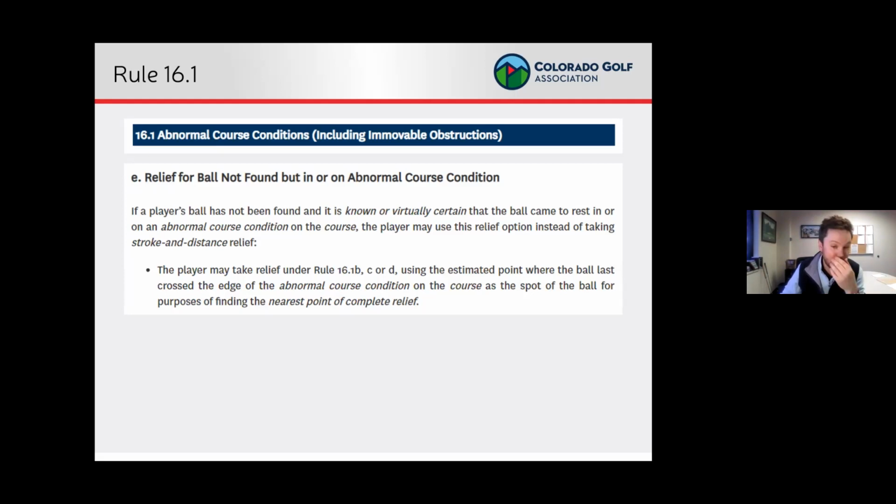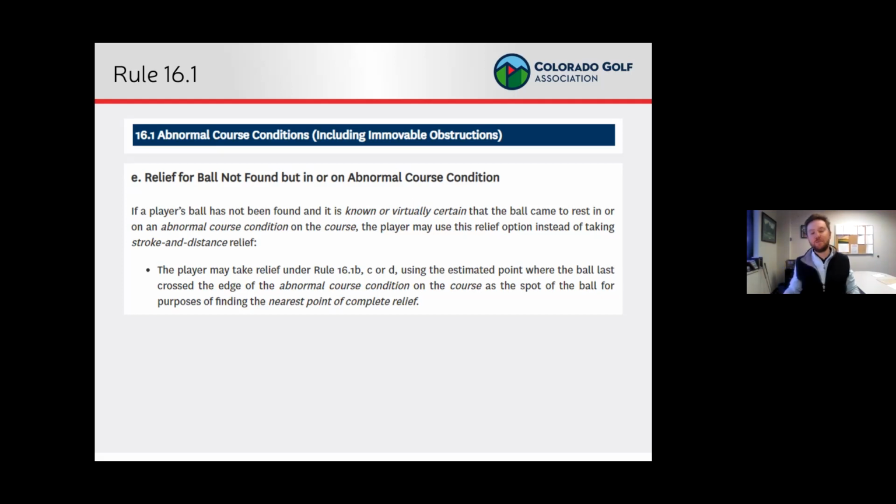If somehow you lose a golf ball on the putting green in an area of temporary water, this applies. Again, not going to happen that much, but it could. And you use the estimated point, again, where did it cross, and this is important, not where the ball maybe lies. Well, maybe it's toward the back of the abnormal course condition. If you can identify your ball, then you're taking your nearest point of complete relief. But if not, you use the estimated point where the ball last crossed the edge of the abnormal course condition on the course as the spot of the ball for purposes of finding the nearest point of complete relief.